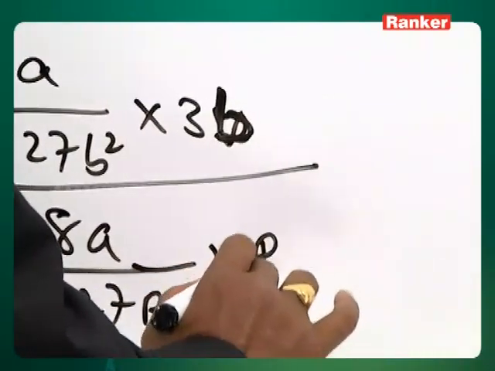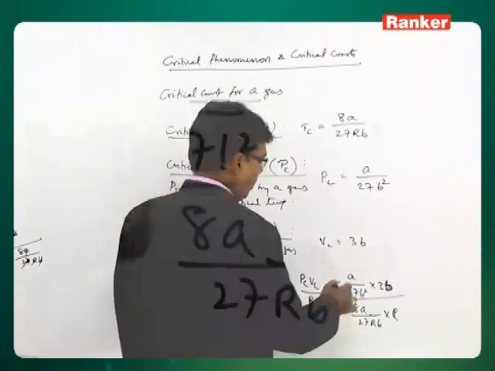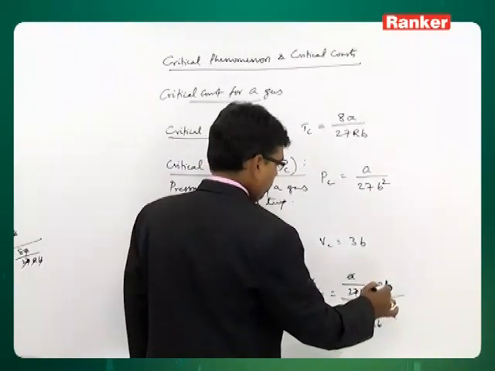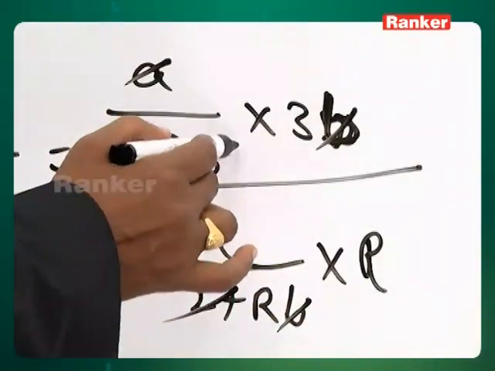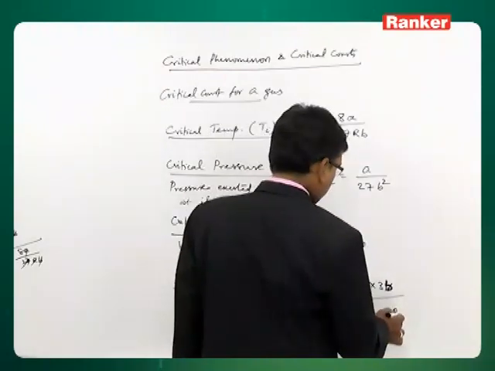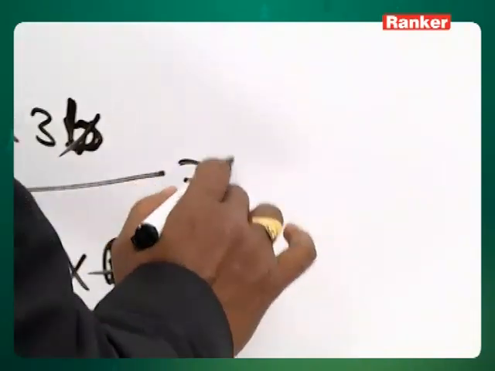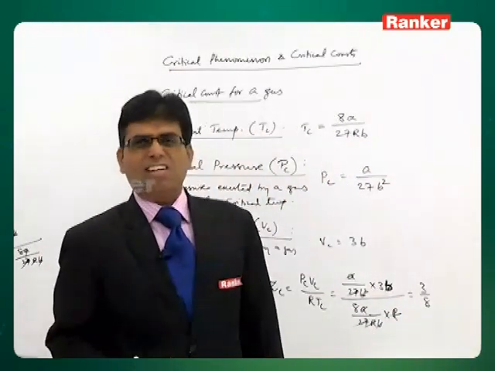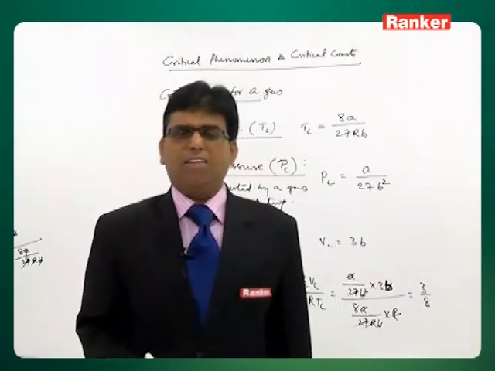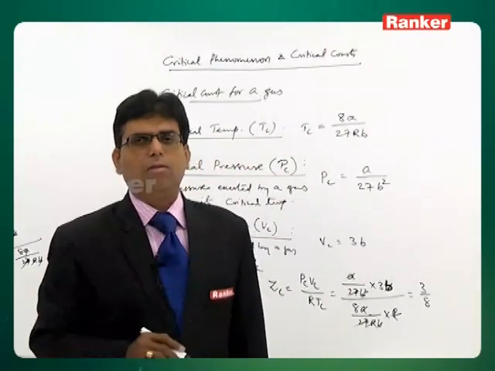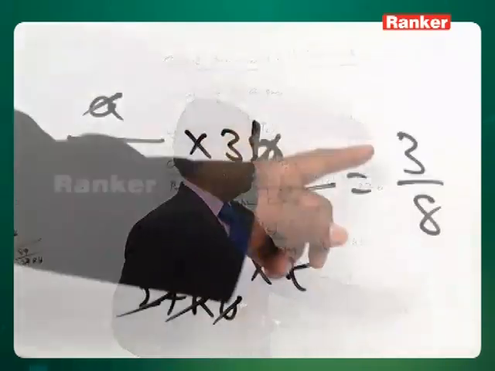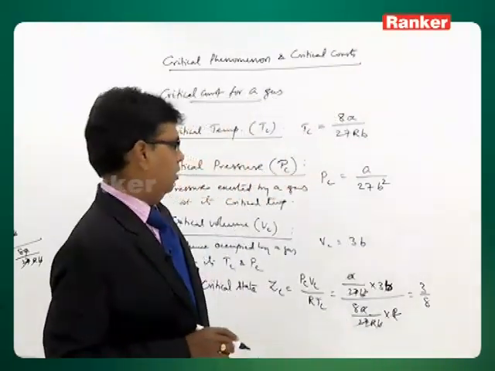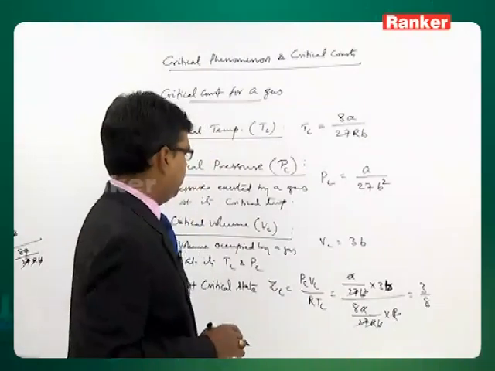And R is this. So, if you look at it, in total it remains with 3 by 8. That means at a critical state the compressibility factor is less than 1, it is 3 by 8, which means at a critical state any gas will exhibit what? Negative deviation, that is what it gives, right.